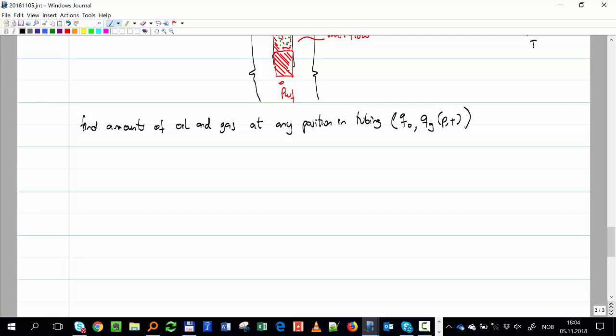We are not going to care too much about flow patterns or delta P. We just want to know how to calculate how much gas and how much oil, because that defines everything else. We already know how to do it for only oil, and for only gas, but how do we deal with two phases? That's what I want to discuss next.